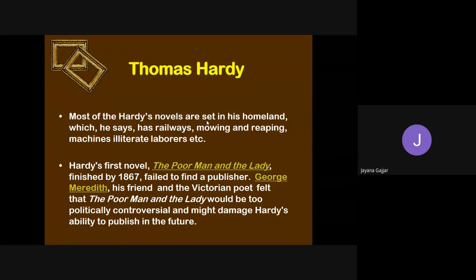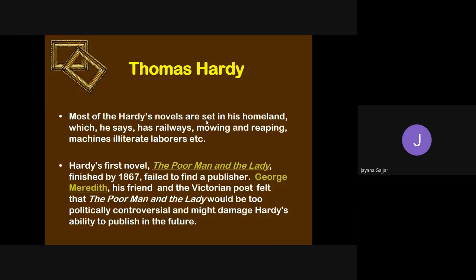Now, before talking about Hardy, we know that the Victorian readers were strongly affected by the political and economic and social and religious changes. But instead of writing about that, Hardy mainly set his novels in his homeland, which, he says, has railways, moving reaping machines, illiterate laborers, all these things. So he liked that, and we all know Wessex, his fictional region. So mostly his novels were set there.